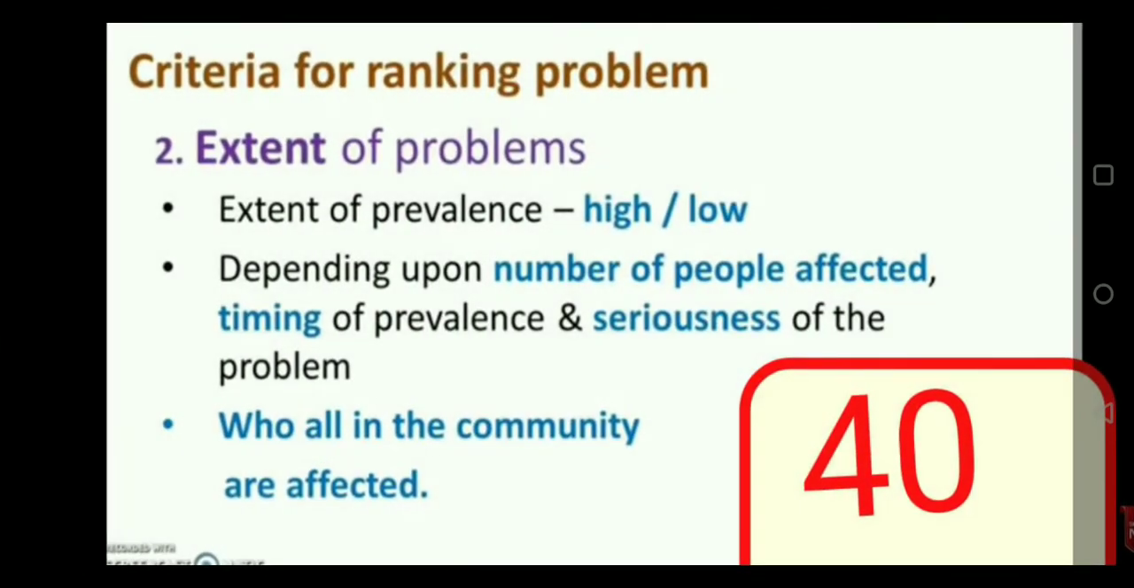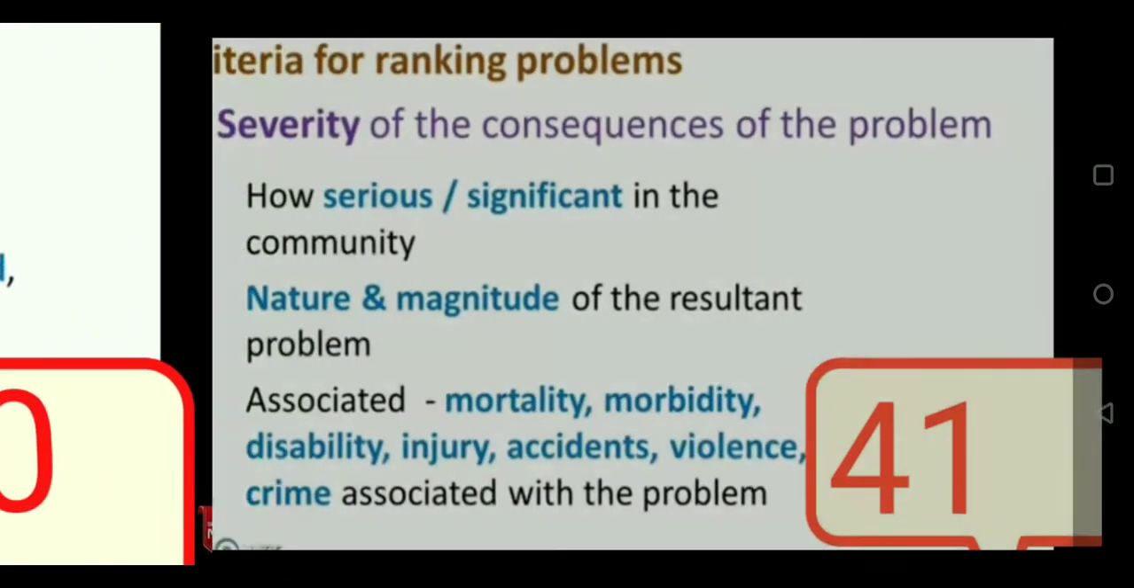Then next, the second one is extent of problem. So extent of prevalence, whether it is high or low, we will see depending upon the number of people affected, timing of prevalence, and series of the problems, who are all affected by the community health diseases. Everything will be seen under the extent of problems.